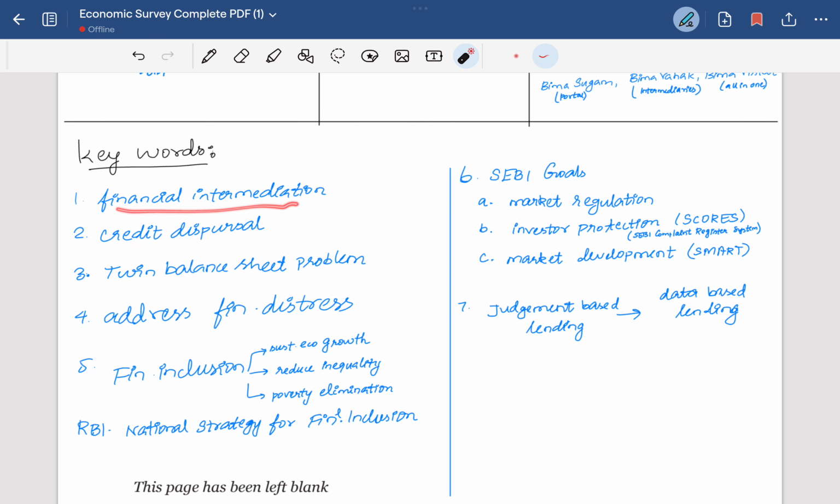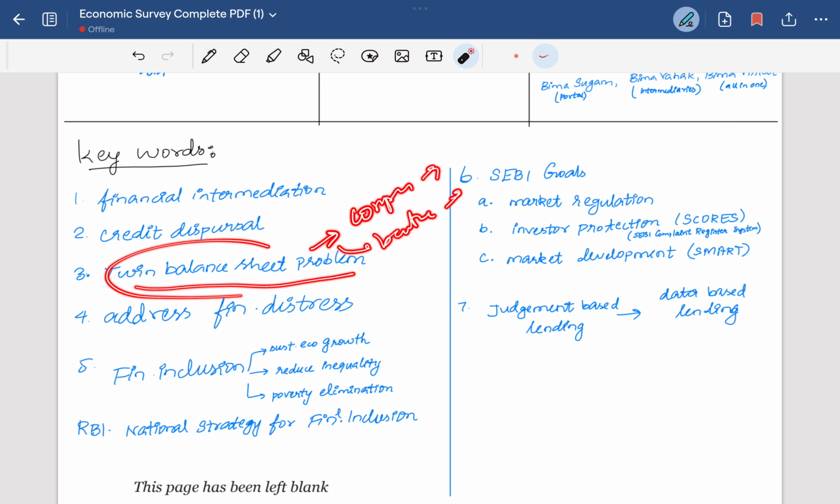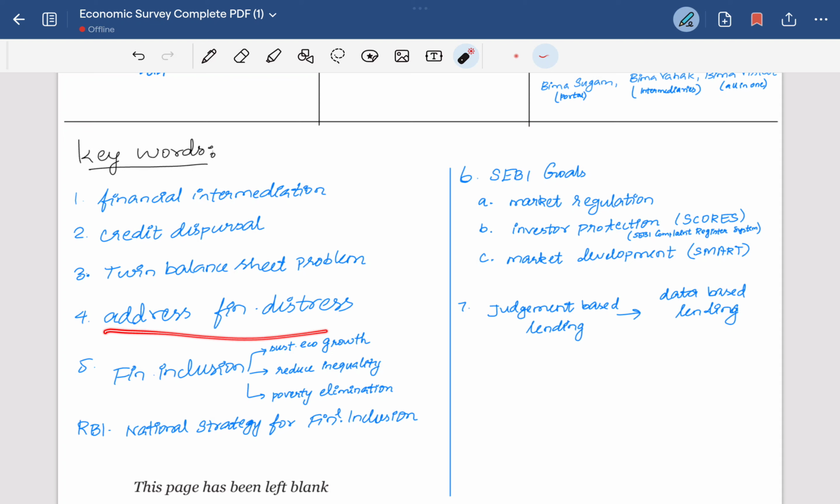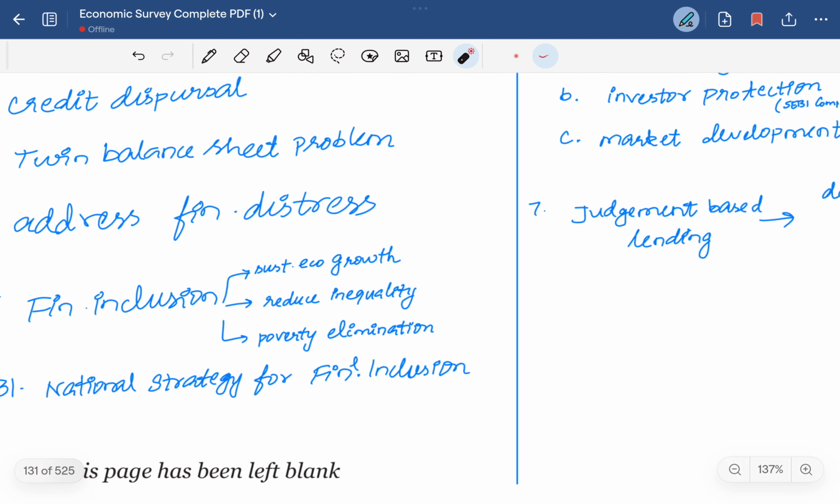The financial intermediation, like the banks which are performing between the consumers and the MNC companies, then the credit dispersal, twin balance sheet problem, that is between the corporate's balance sheet and the bank's balance sheet. When both get troubled, it's known as the twin balance sheet problem. Then addressing financial distress of the market. Then financial inclusion, a basic term for sustainable economic growth, reducing inequality, then poverty elimination. National Strategy for Financial Inclusion is a measure taken by the RBI.